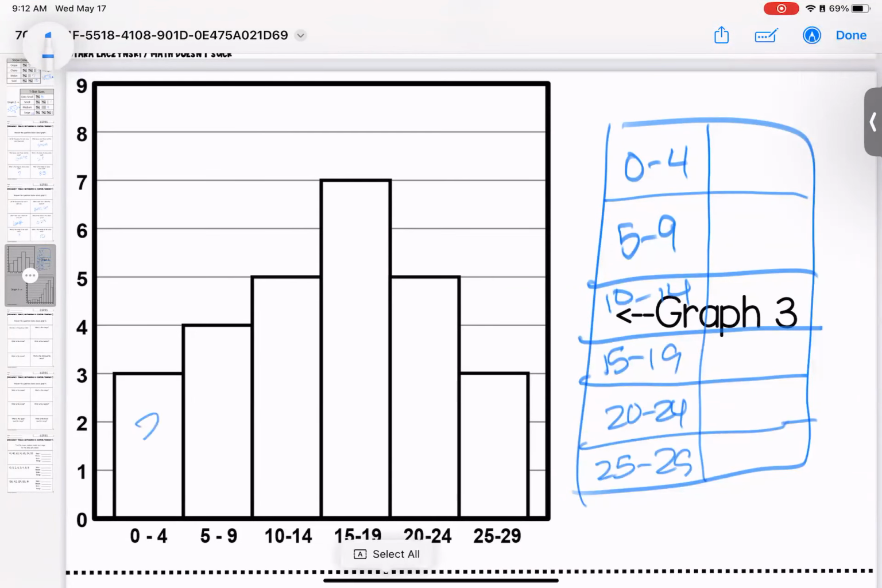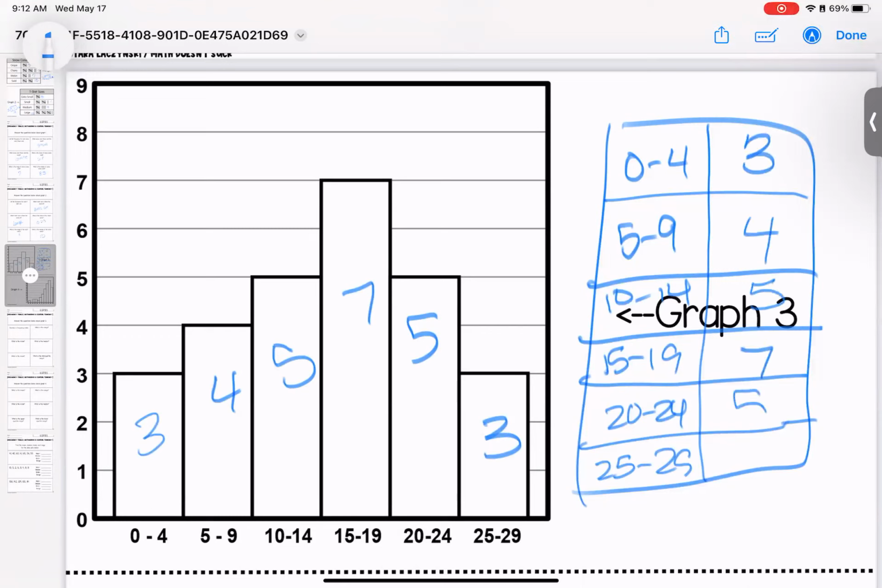Then we need to go in total. So this is 3, 4, 5, 7, 5, and 3. And then fill them in. So we had 3, 4, 5, 7, 5, 3. And that gives your frequency table.